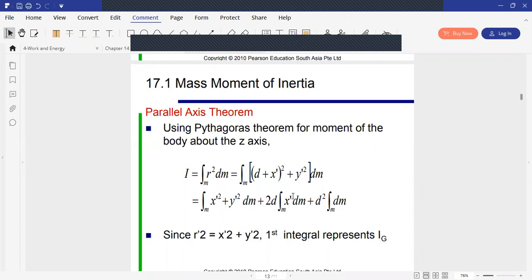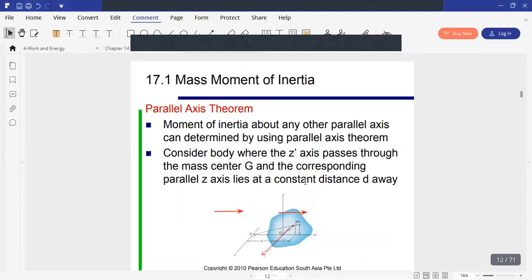Now I still have to find these two terms. What is integral x prime square plus y prime square dm, and what is integral x prime dm? To understand what these two terms are, let's go back to the previous figure. Look at the figure. This is x prime, this is y prime. If I do x prime square plus y prime square, what do I obtain?